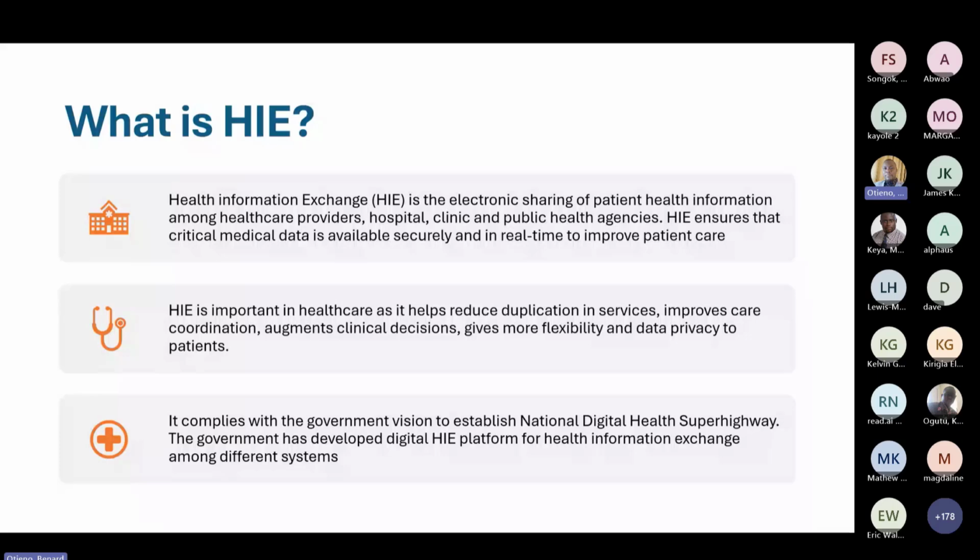I'm sure most of you have heard that before, where we have a national framework, the digital health highway, that controls how systems integrate and share information from the facility, at the bottom, all the way to the national level. So with this, the government developed a digital health information exchange platform for health information exchange among different systems. And this information exchange is achieved through various international standards, like for instance FHIR and HL7, which are some of the standards that have been used to establish the health information exchange.